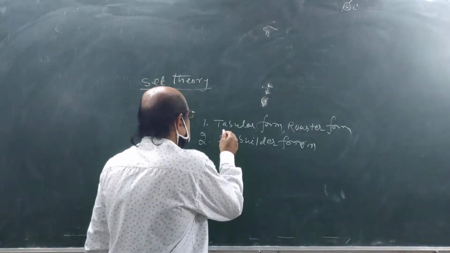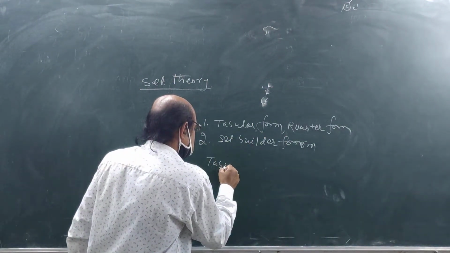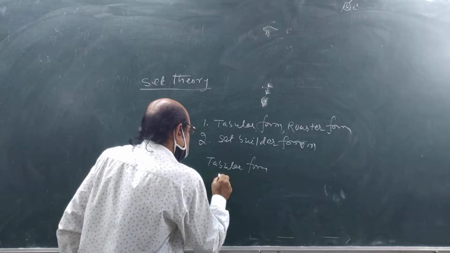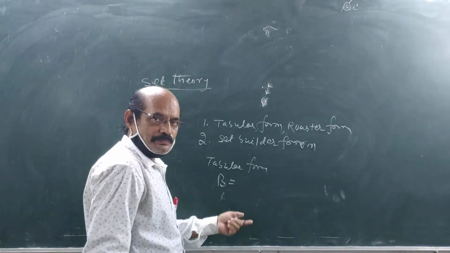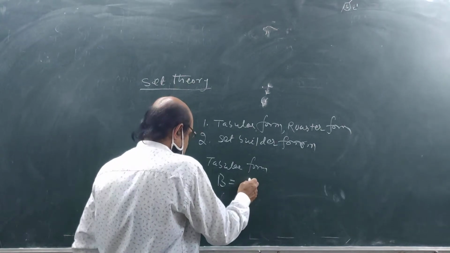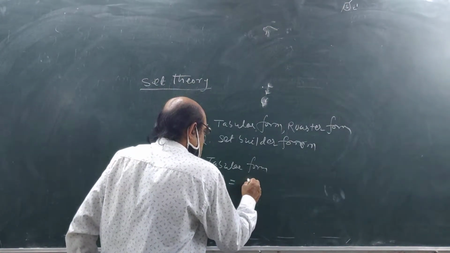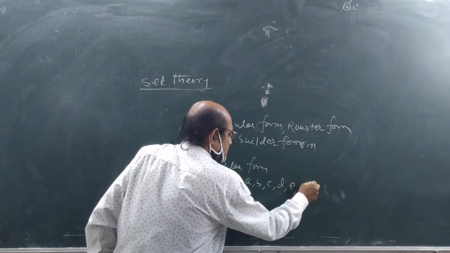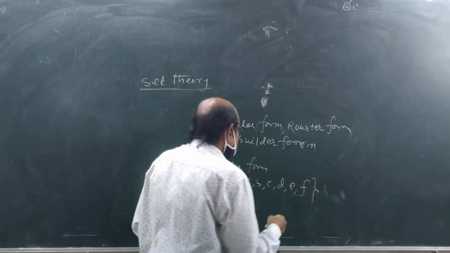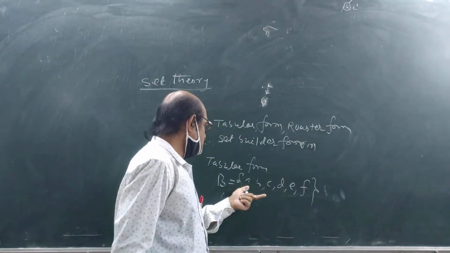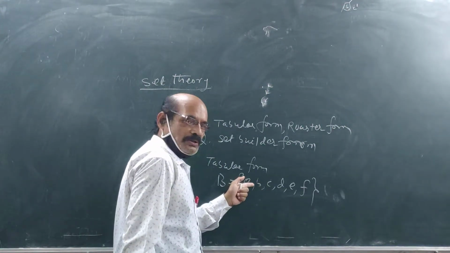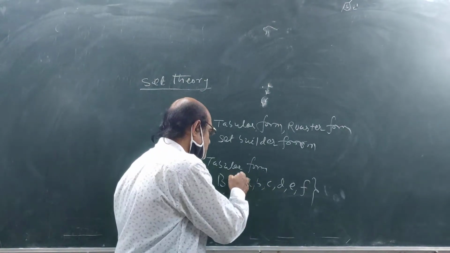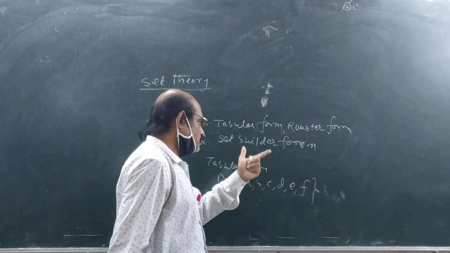For example, in the tabular form, say I am representing the set as B is equal to a, b, c, d, e, f. So this is known as tabular form or roster form. Here I have written the elements or objects putting a comma between them and putting curly brackets. That is known as tabular or roster form.